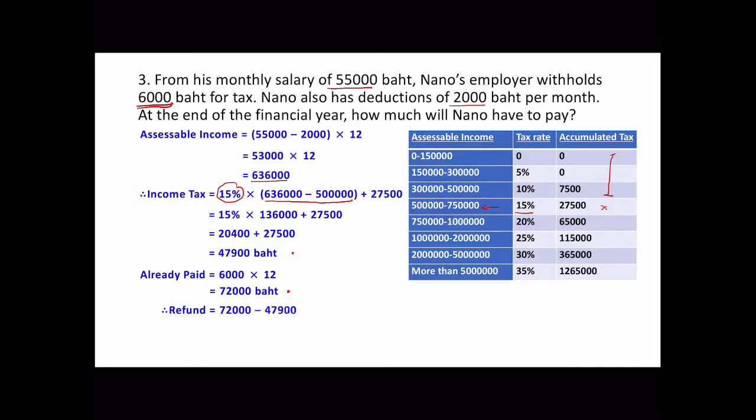So the amount of money returned will be 72,000, how much he paid, minus 47,900, how much he should have paid. So work it out. He gets a refund of 24,100 baht. So at the end of the year, the government would say, sorry, you've paid too much. Here's a lot of money.